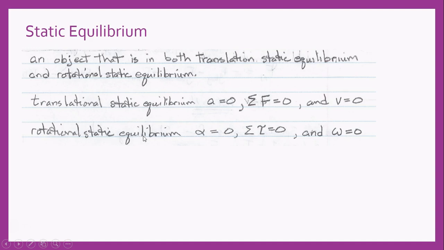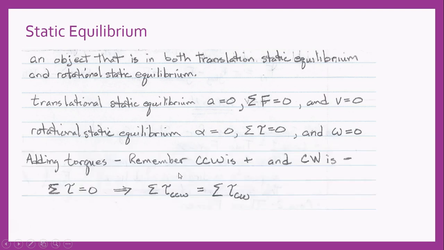The object is not spinning when it is in rotational static equilibrium. That means that the angular acceleration is 0. The sum of the torques is equal to 0, so there is no net torque, and the angular velocity is 0. When adding torques, we need to remember that counterclockwise is the positive direction and clockwise is the negative direction. And that means when we have no net torque, or in other words, the sum of all torques is equal to 0, another way of writing that is the sum of the torques that cause counterclockwise rotation have to be equal to the sum of the torques that would cause clockwise rotation.